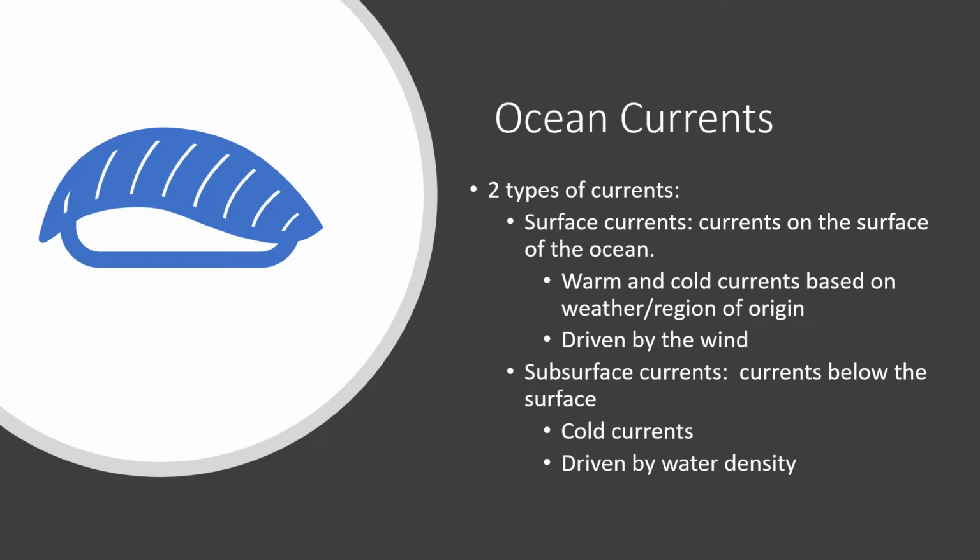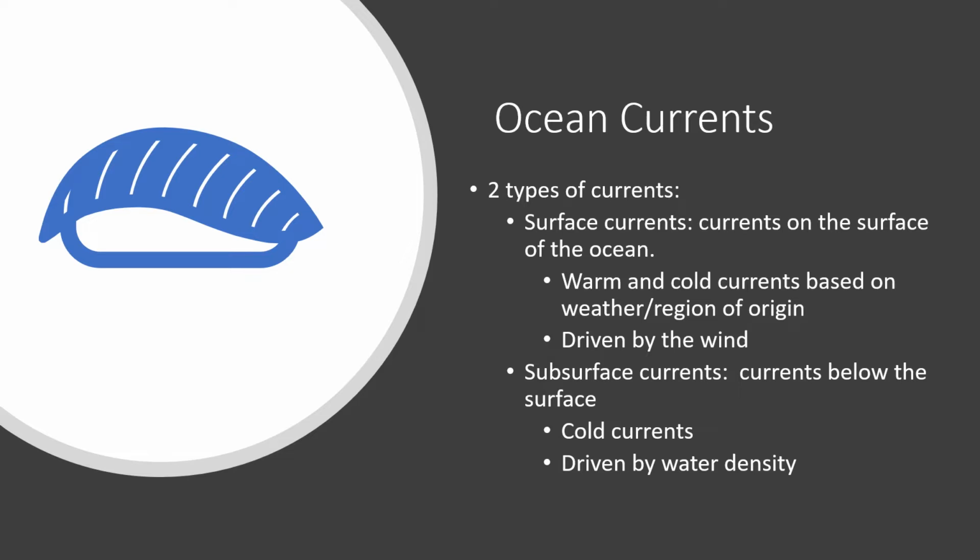Subsurface currents then are currents below the surface. Sub, if you remember from Latin, it means below, so these are below the surface. And typically these are cold currents because surface temperatures can't go this far down into the ocean, so the water reaches a very constant temperature, but it's a cold temperature.